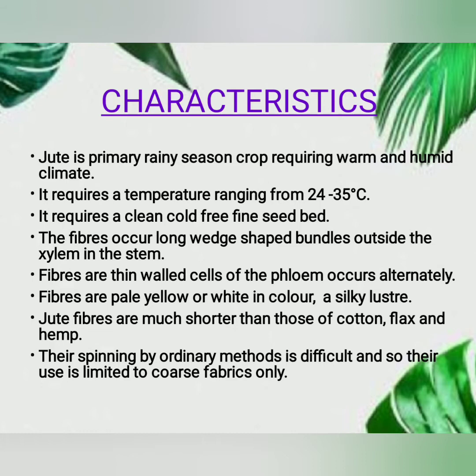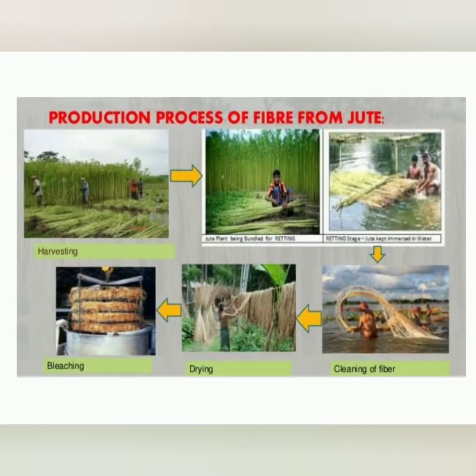Jute fibers are much shorter than those of cotton, flax and hemp. Their spinning by ordinary methods is difficult and so their use is limited to coarse fabrics only. The next slide shows the production process of fiber from jute. It starts from harvesting, retting, cleaning of fiber, drying and finally bleaching.